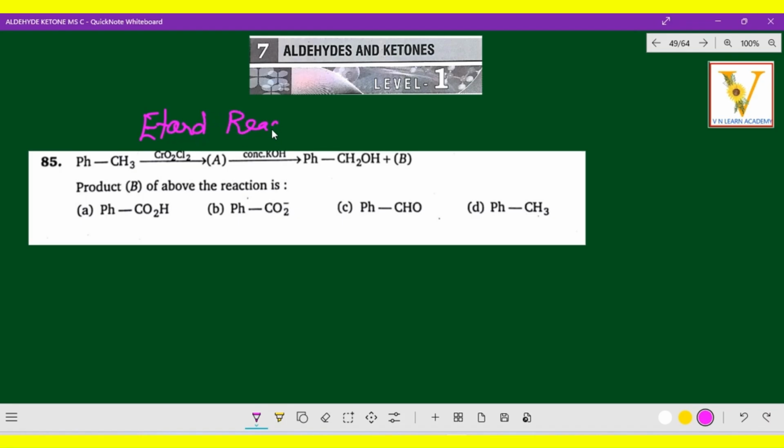Etard reaction: toluene combined with chromyl chloride. What is the product? Benzaldehyde. So a hydrocarbon is converted to an aldehyde through the Etard reaction, right?